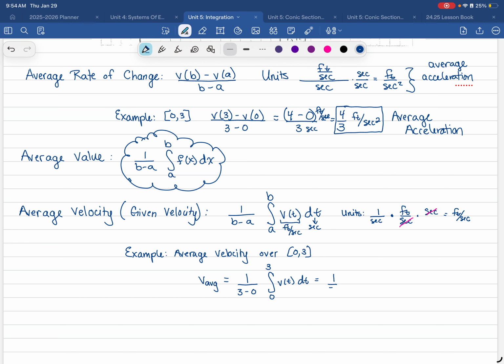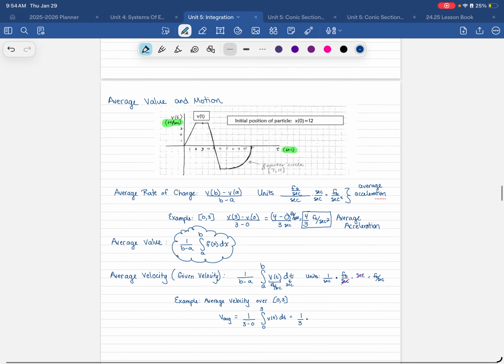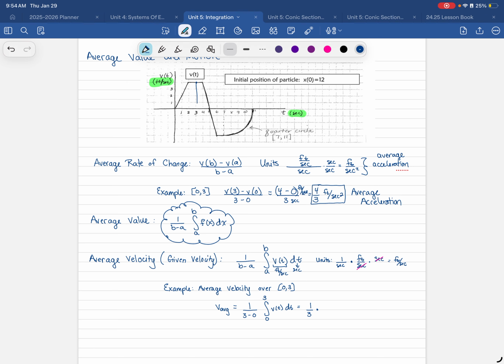So I have 1 over 3 times, and now I'm going to go up to my graph. I'm looking at the signed area under the curve right here. I'm going to break this up. So I have a rectangle that's 1 unit by 4 units, so that has an area of 4. And then I have a triangle that's 2 units by 4 units. So that's going to be 4, because 2 times 1/2 gives me 1 times 4. So I get 4 there as well. So I have 1/3 times 8, which equals 8/3 meters per second.